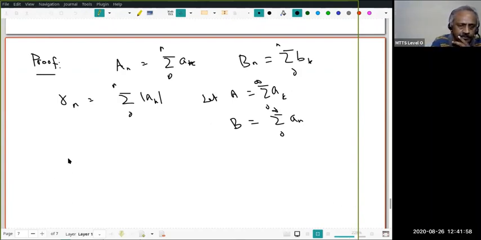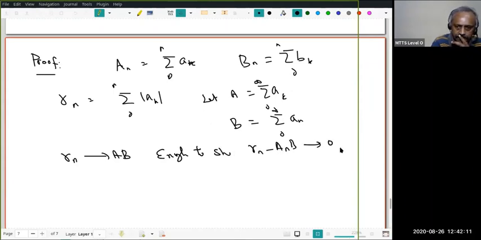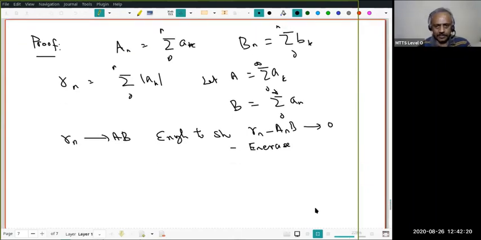What do we want to prove? We want to prove gamma n converges to AB. Okay. I claim it is enough to show gamma n minus A_n B goes to 0. Okay. This is left as an exercise. Okay, I just now proved it. In the textbook, they will not even show. It's enough to show this goes to 0. Okay. So to prove that, let epsilon positive be given.